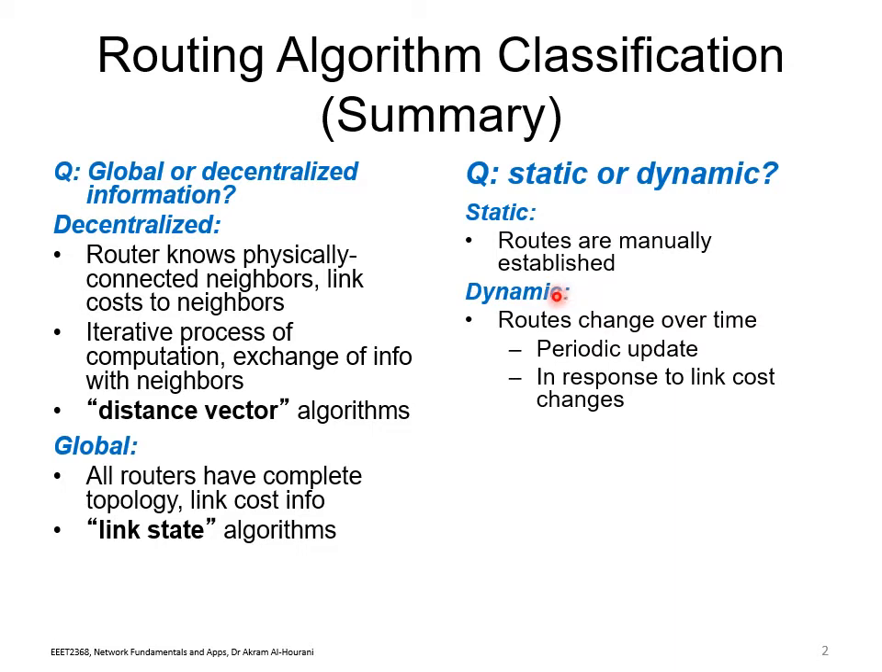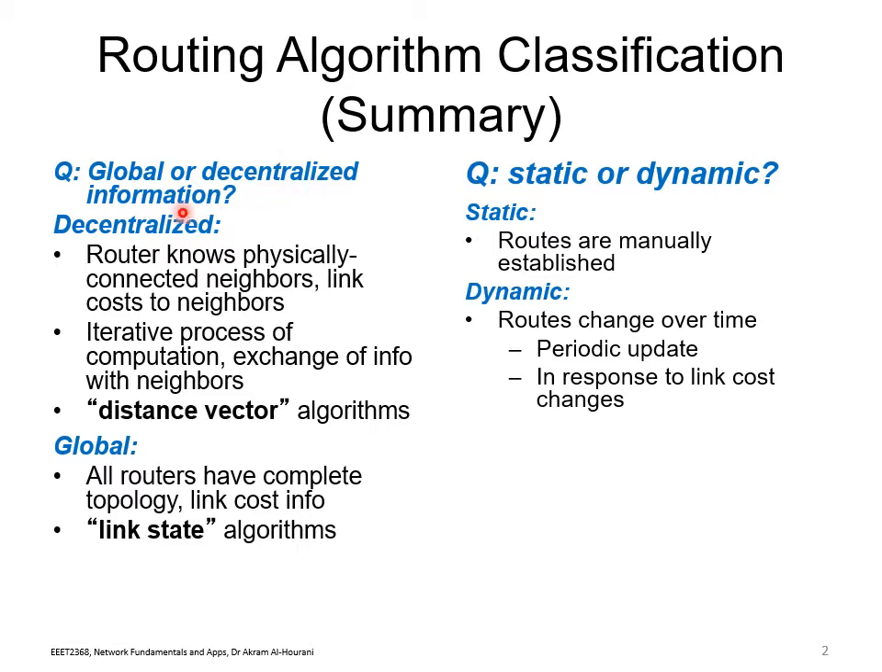dynamic routing. In dynamic routing, your routes can be periodically updated, for example, in response to a cost change in a link. For example, one link is becoming congested, or one of the cables gets cut, or any other disturbance in that link. Or if you added one new router and so on.